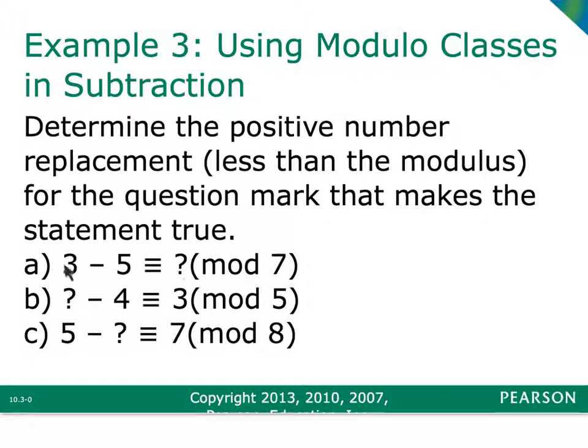Now let's look at examples where we're subtracting. Now this is a little bit different. But think about this, like 3 minus 5 is going to be a negative, right?